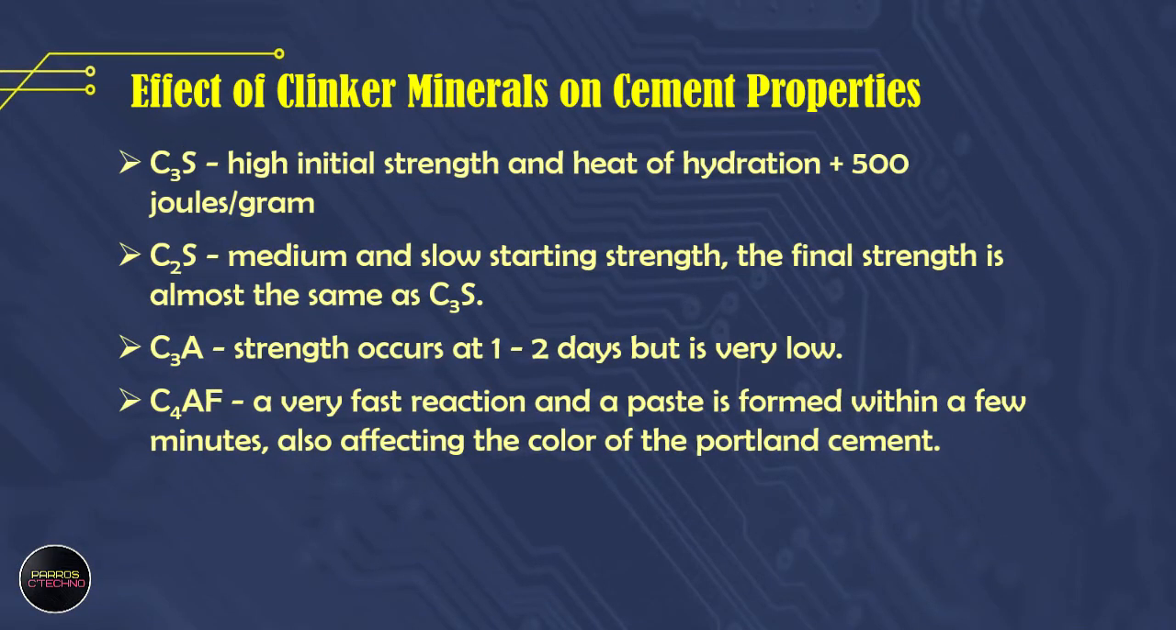Effect of clinker minerals on cement properties. C3S gives high initial strength and a heat of hydration of about 500 joules per gram. C2S gives medium and slow starting strength, the final strength is almost the same as C3S. C3A's strength occurs at 1 to 2 days but is very low. C4AF reacts very fast, and a paste is formed within a few minutes, also affecting the color of the Portland cement.